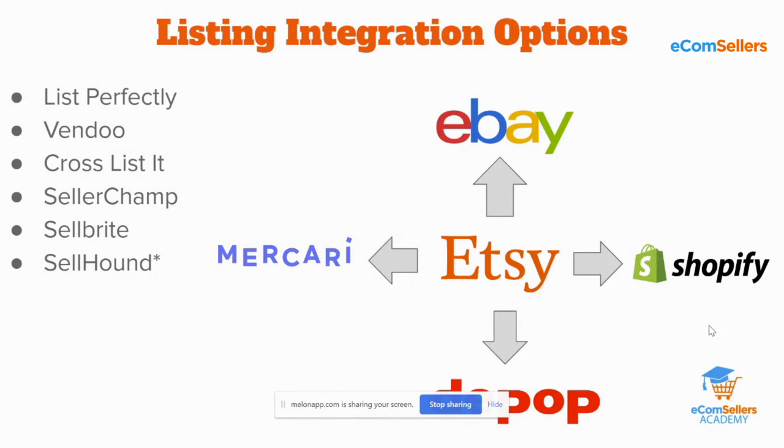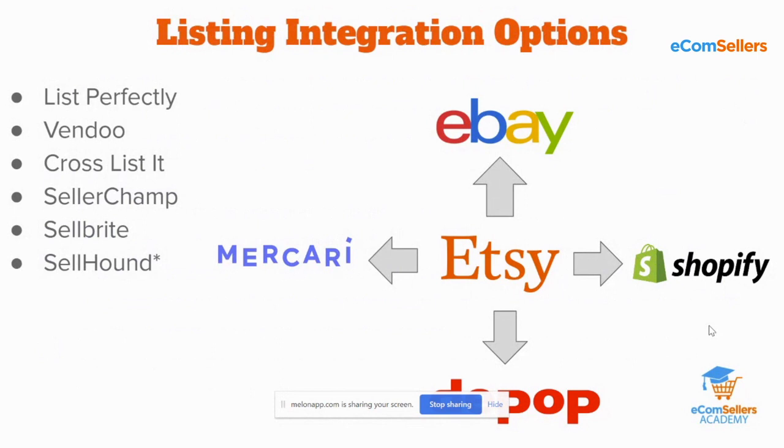So some of the other tools you can use that integrate with Etsy: List Perfectly. I have a List Perfectly account. I think it's a great tool. They're always adding enhancements to it. List Perfectly is one of those that you can cross list from Etsy onto other platforms, and you can list from other platforms onto Etsy. So you can put it into the List Perfectly catalog or library and then push it out to the other platforms, which is awesome.